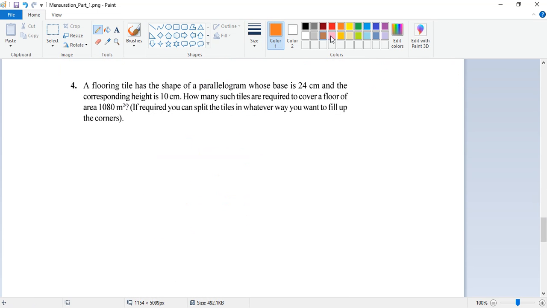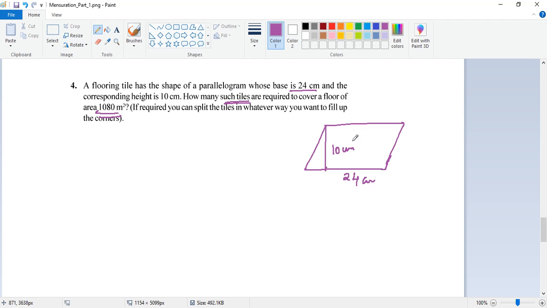Now come to the next question. Here we have a floor tile in the shape of a parallelogram whose base is 24 centimeters and corresponding height is 10 centimeters. So this is 10. How many such tiles are required to cover a floor of 1080 meters square? You can split the tiles in whatever way you want to fill up the corners.